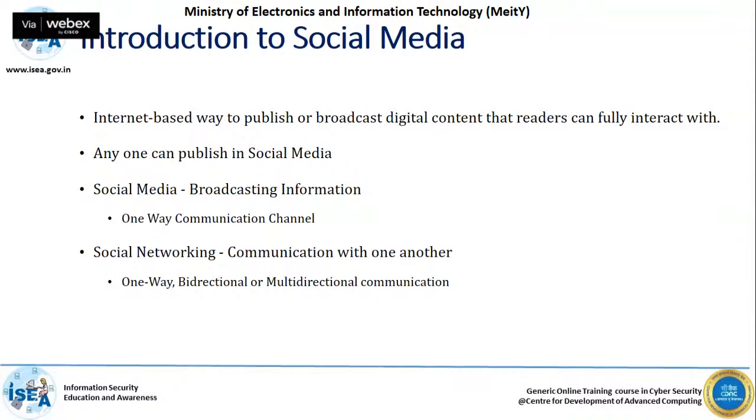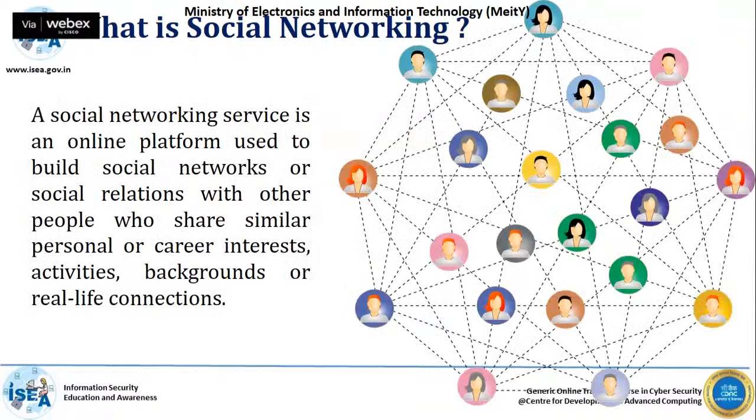Okay. Another way is social networking. Social networking is not one-way communication; it is bidirectional and multi-directional. One-way in the sense that one-to-one can also happen, and one-to-many, many-to-one also can happen. So that is the basic difference between social media and social networking. Social media is basically one way, and social networking is one-to-one, one-to-many and all such things. So this is how social networking typically looks.